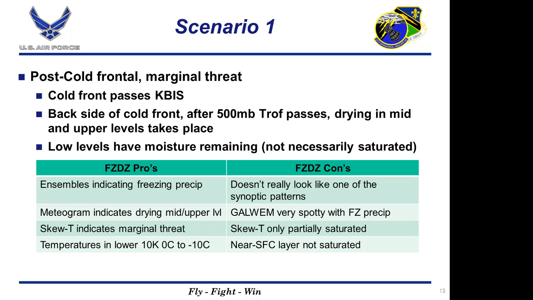Let's take a look at our first scenario, which would be a post-cold frontal type. As a cold front drops out of Canada and passes Bismarck, North Dakota, the 500 millibar trough passes the station and low-level clouds and moisture remain. While there are some signs for freezing drizzle, there are also some items that don't seem to support it. Let's take a better look at the situation.